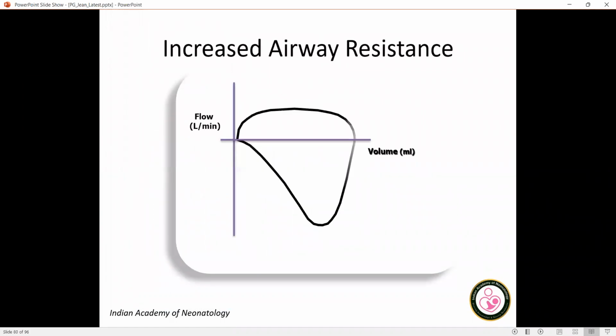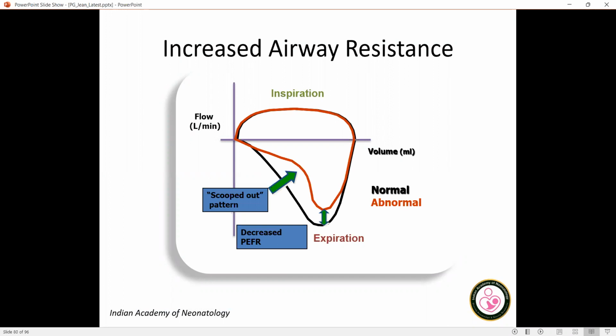Now, how can we identify increased airway resistance from a flow volume loop? Similar to the flow waveform we already discussed, the PEFR has been reduced and there is a scooping pattern. The PEFR reduction itself means that there is some resistance to the airflow, and the flow has also been scooped out. This is the classical picture of increased airway resistance in a flow volume loop.